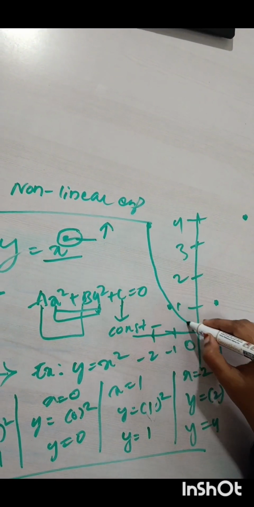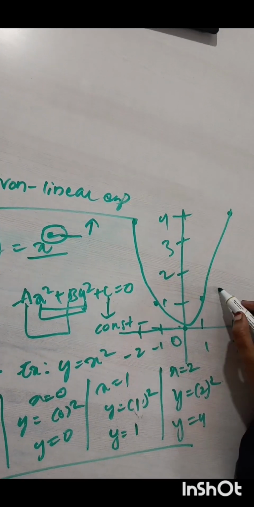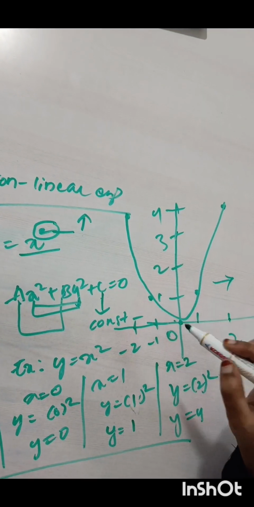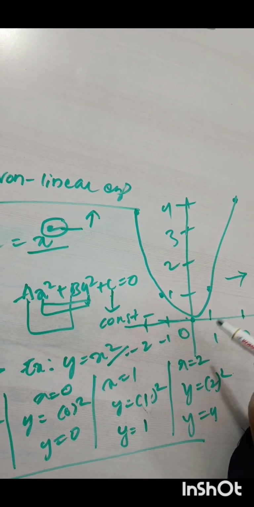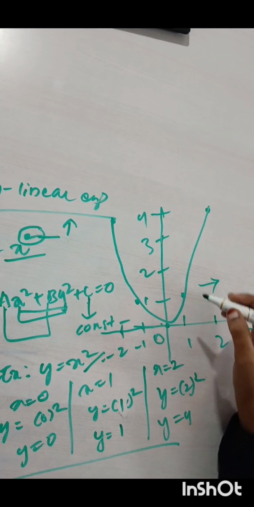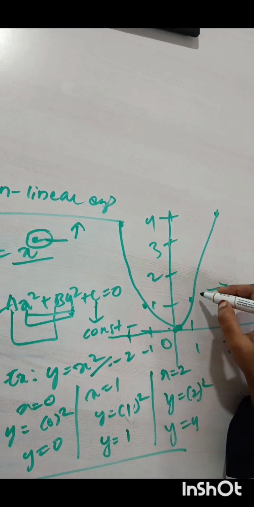By joining these points, I got a curved line. Here, the example taken is a nonlinear equation. And in this nonlinear equation, the slope is not the same.